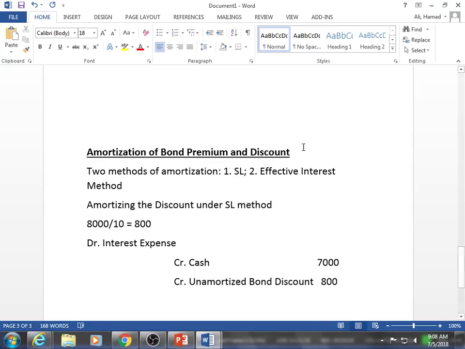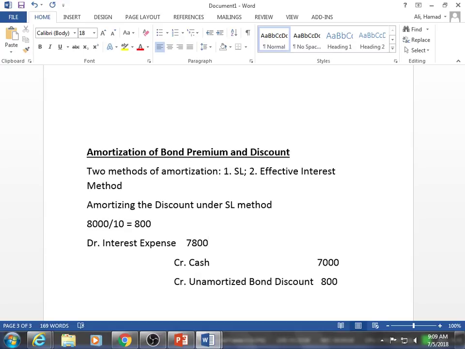And the interest expense is going to be what? 7,800. Notice it is more than the regular. The regular interest expense was 7,000. So why has it increased? Because of the discount. The discount increases our interest expense.